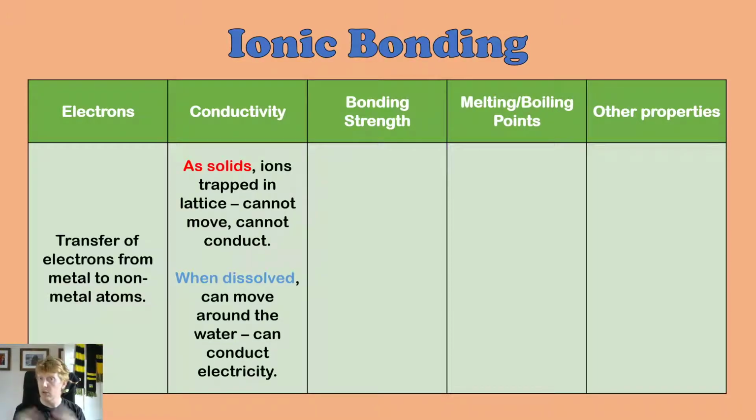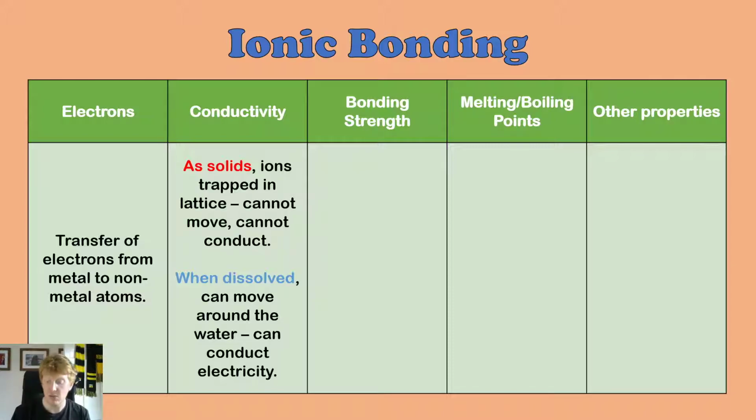However, if I took this ionic substance and I dissolved it in water, for example, and so that lattice structure broke apart and those positive and negative ions could whiz around, then they could conduct electricity. So as solids, ionic substances do not conduct electricity, whereas if you dissolve them in water, they will conduct electricity.